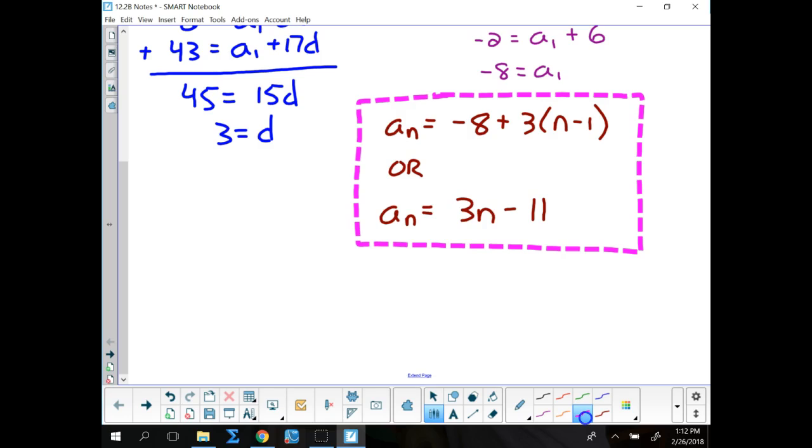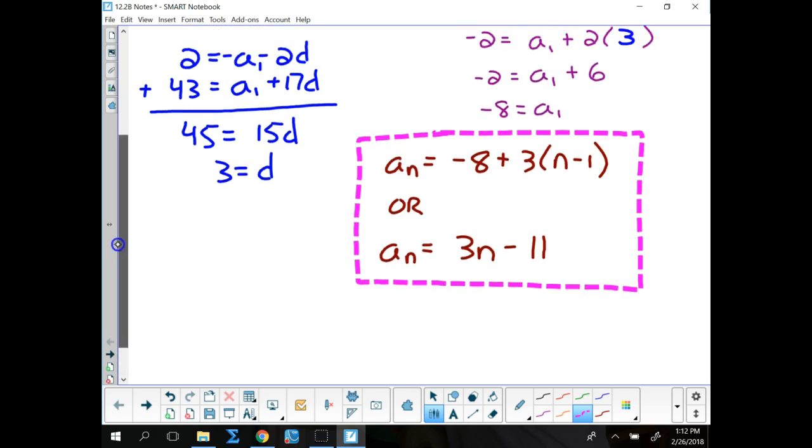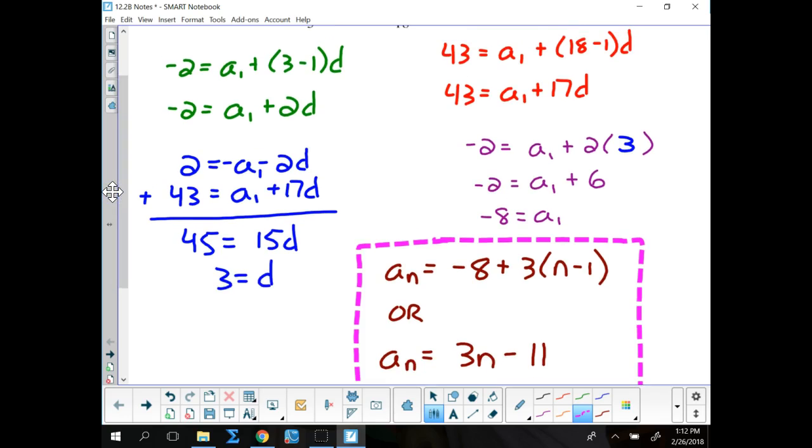So when we're finding a of 1, why was it -2 equals a of 1? Because I put it back into the green equation. Doesn't matter which equation.